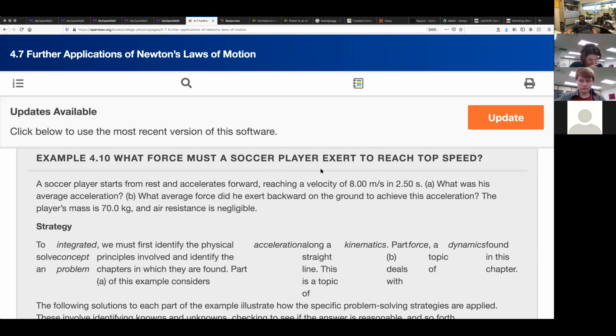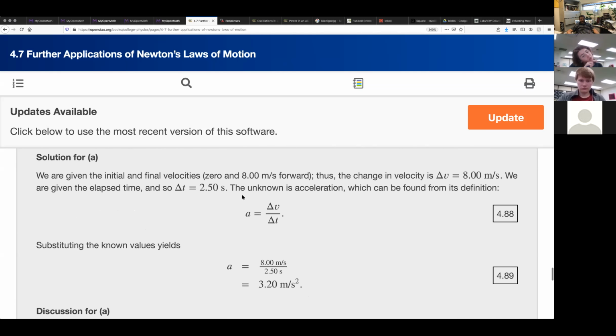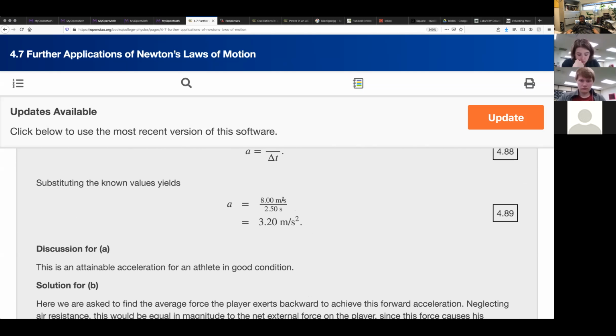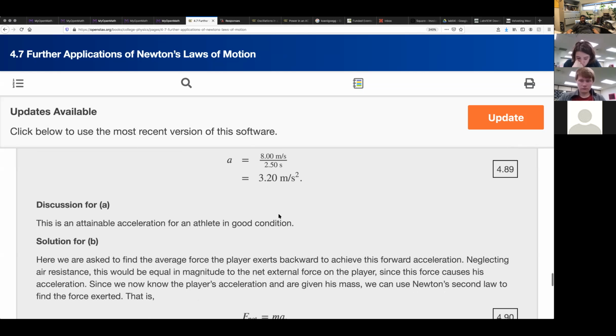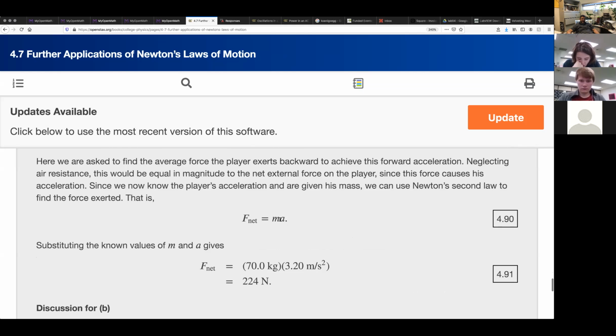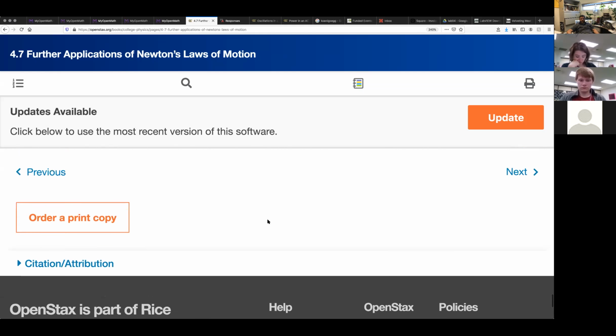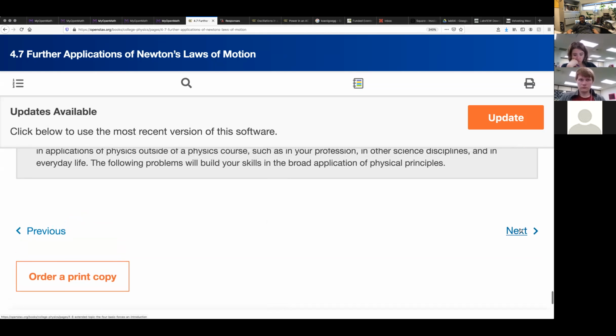So in this case, you can use kinematics at the beginning to calculate the average acceleration, which is exactly what they do. They use a simple definition of acceleration, 3.2 meters per second squared if you do 8 divided by 2.5 seconds. And then for part B, they plug that acceleration into the net force equation, where the net force is just them pushing back on the ground because there's no force resisting them. 224 newtons of net force. So just some different ways to apply Newton's second law.